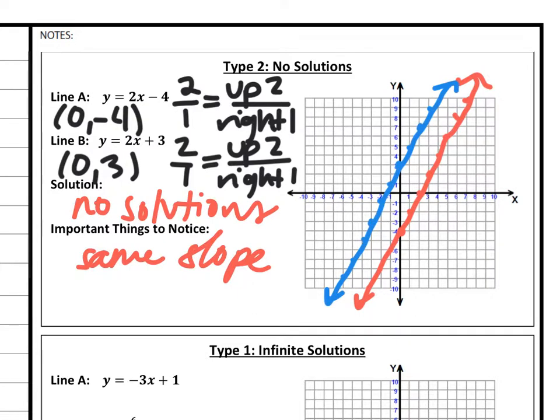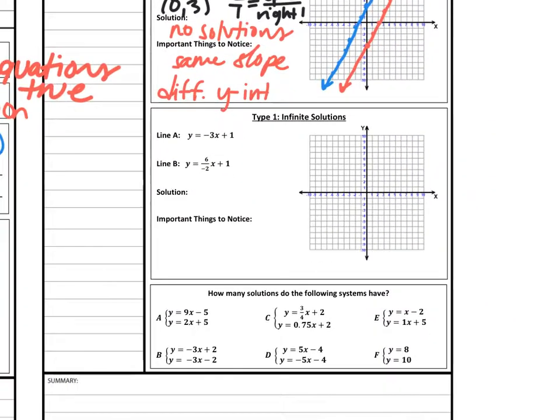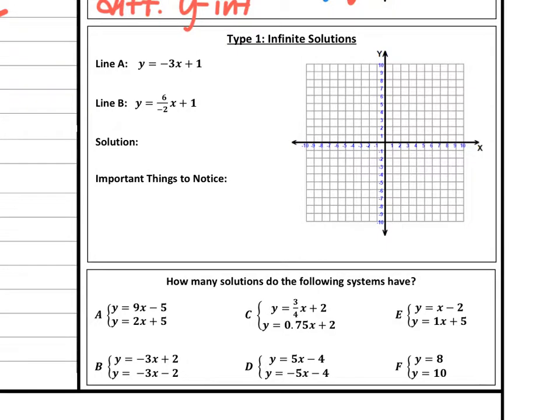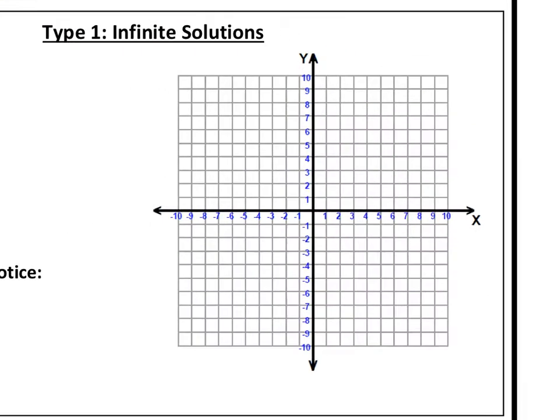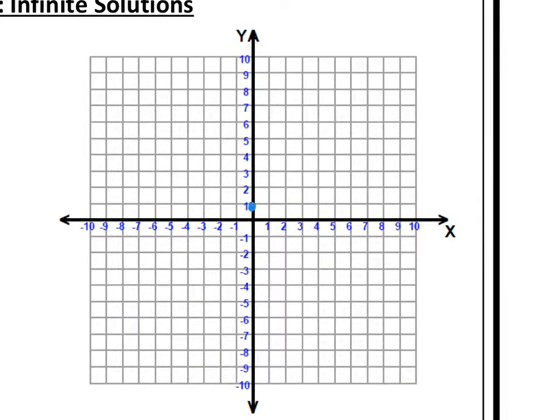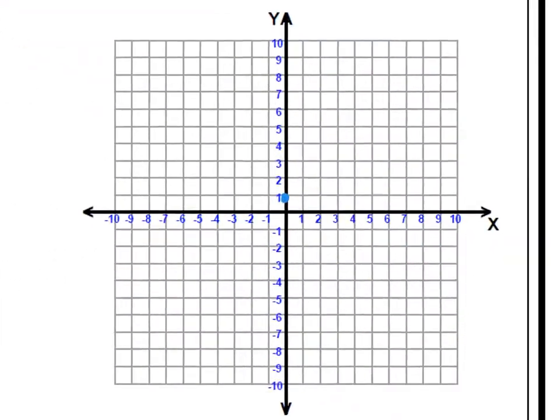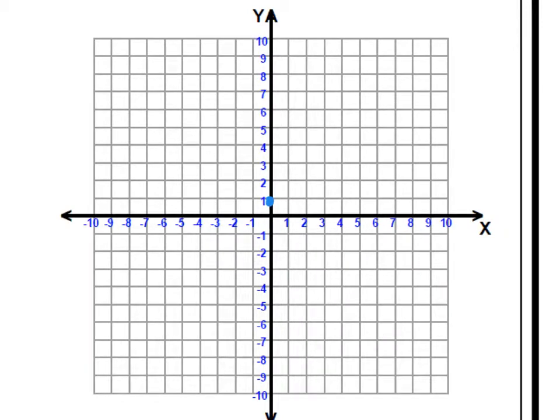There's something else that's important though. Pierre? Bingo. Different y-intercept. They start at different places, but they go the same steepness, so they can never touch. Okay, one more. Infinite solutions, which I have not graphed yet, so let's do that really quick. I start at 1, and is it negative or positive? Negative. Nice. Go down 3, right 1.